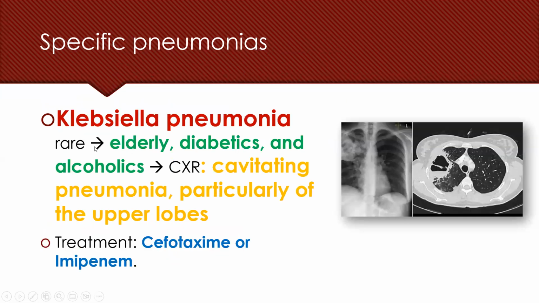Klebsiella pneumonia is a rare type of pneumonia, but it affects the elderly, diabetics, and alcoholics. The chest X-ray here shows cavitating pneumonia, particularly affecting the upper lobe, as you can see here.